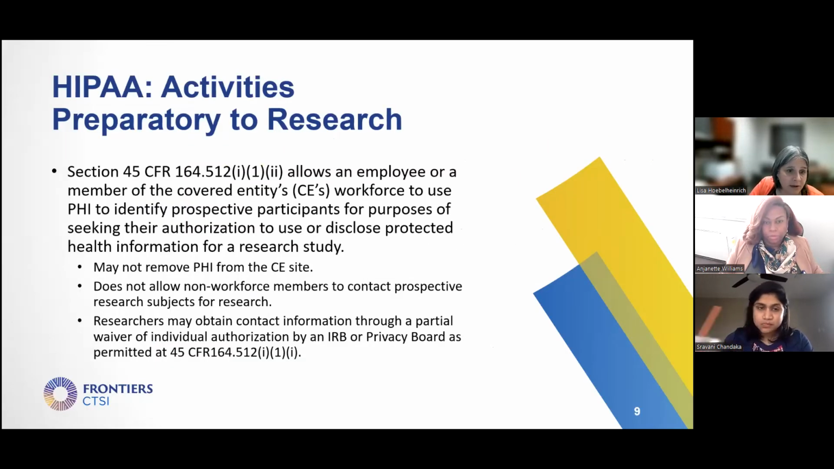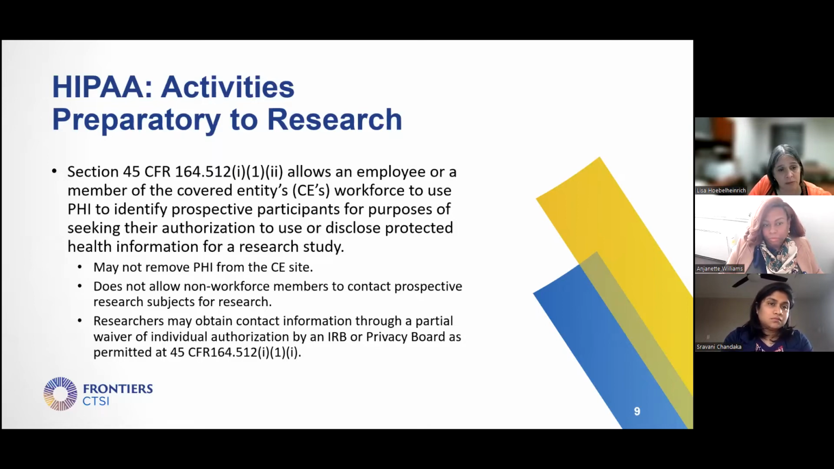Now, under HIPAA, there is a provision that very commonly arises when we're talking about recruitment, and that's the provision that's called preparatory to research. I have the regulatory citation there, and that section allows an employee or a member of the covered entity's workforce to use PHI, protected health information, to identify prospective research participants for purposes of seeking their authorization to use or disclose their PHI for a research study.